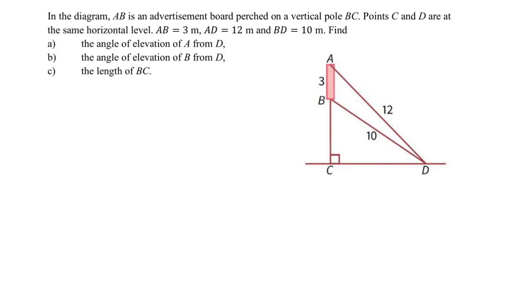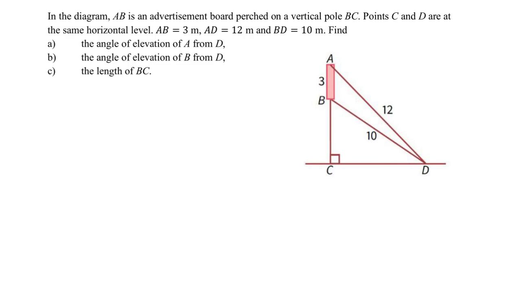Hello everyone, welcome to this video where we are given that AB is an advertising board perched on a vertical pole BC. Points C and D are on the horizontal level. The lengths of AB, AD and BD are given as well. Find the angle of elevation of A from D.